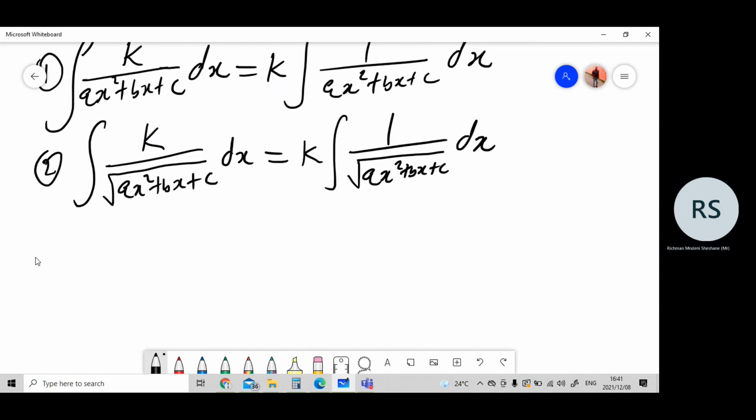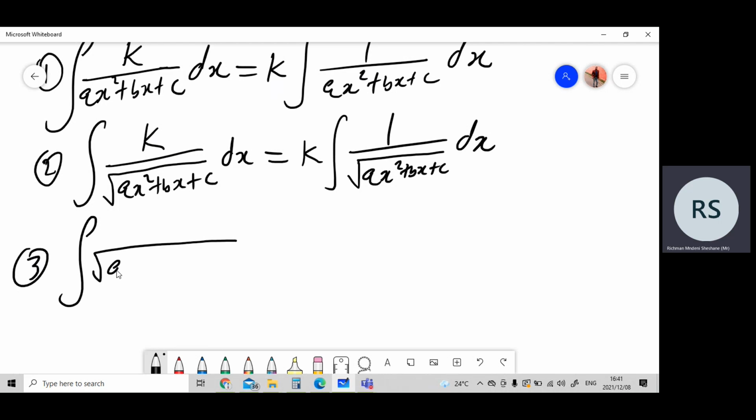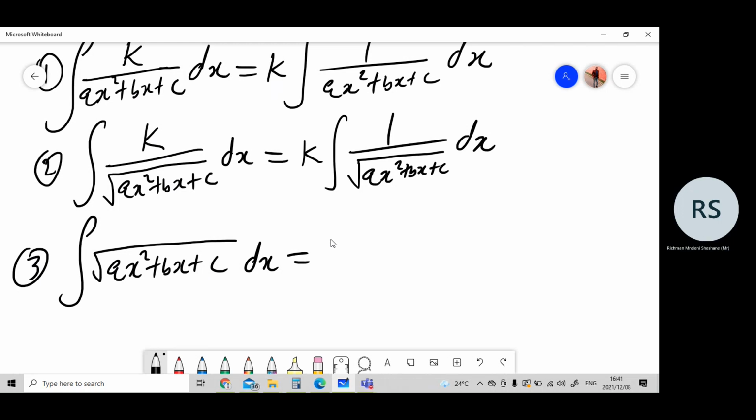The last one is when you have the integral of a square root of a quadratic with respect to x. You know the quadratic form: the expression ax squared plus bx plus c, where a, b, c are constants. So what you do again here is complete the square under the square root. If you have a square root of a quadratic, just know you're going to apply integration by completing the square.